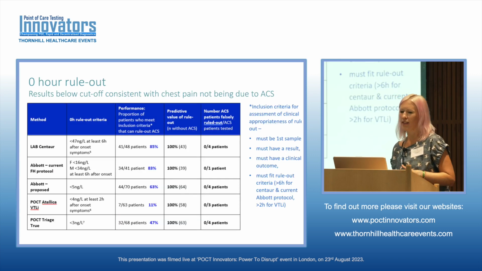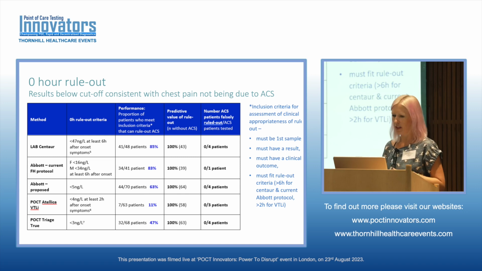Okay, and then I wanted to look at 0-hour rule-out. So again, I've given you criteria against which I was looking at the 0-hour rule-out. The Centaur at the time was using the 99th centile, that 47 nanograms per litre. Therefore, patients had to be tested at least 6 hours after their chest pain onset.